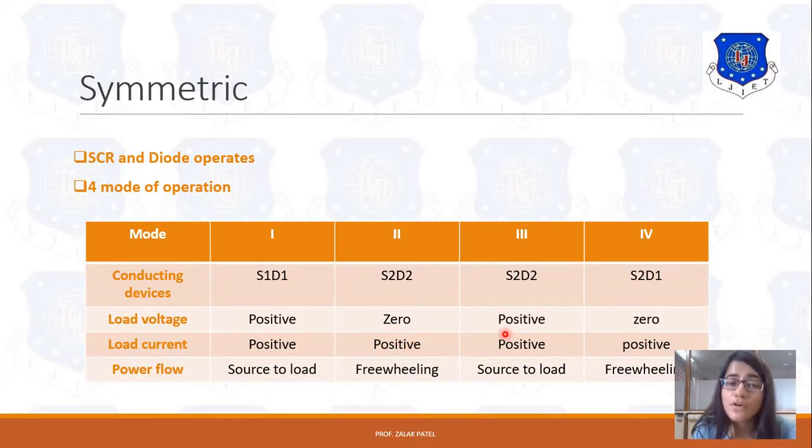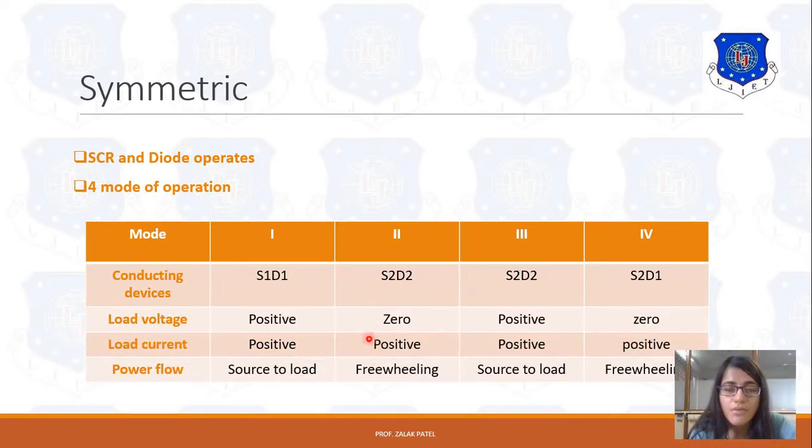There is also another reason for the load current to be positive: SCR is connected, and if you remember unit number 1, the gate current of SCR, silicon controlled rectifier, is positive. It is not negative. That's why again the load current across the connected load is always positive.